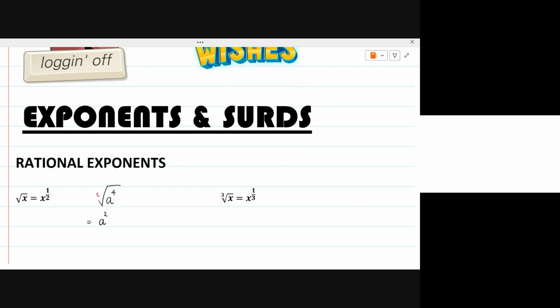But let's take the square root out of it, because we know that the square root is the same as to the power of a half. So now I have a to the power of 4, all of this to the power of a half. Those two will multiply together, and I've got half of 4, which will be 2. Does that make sense? Is everyone okay with that idea?